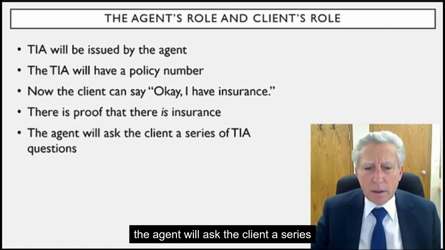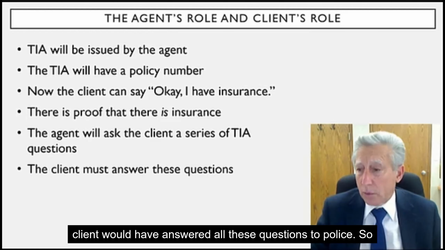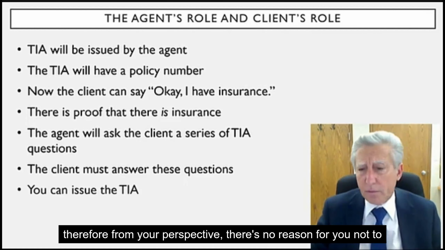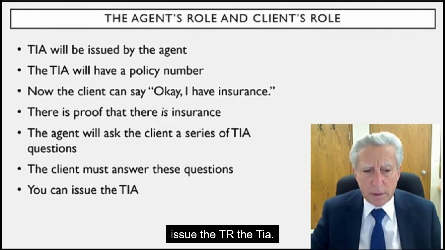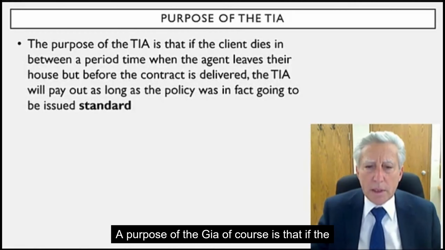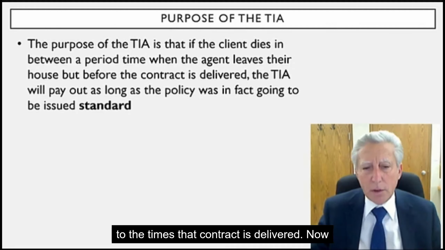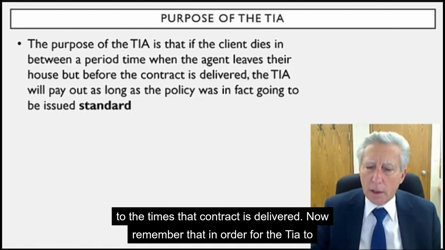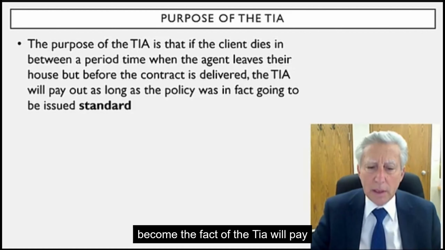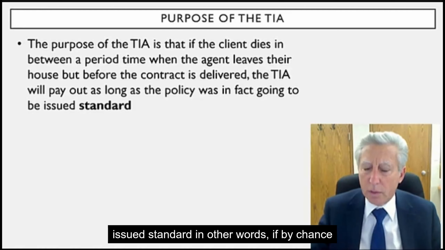The agent will ask the client a series of these questions, like I say, look, I've completed all those here, and the client would have answered all these questions truthfully. So therefore, from your perspective, there's no reason for you not to issue the TIA. Okay? The purpose of the TIA, of course, is that if the client dies between the period when the agent leaves the house, basically, to the time the contract is delivered. Now, remember that in order for the TIA to become effective, the TIA will pay out only as long as the policy was, in fact, going to be issued standard.